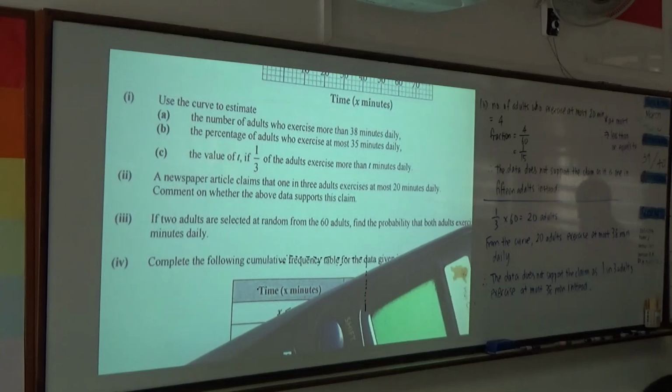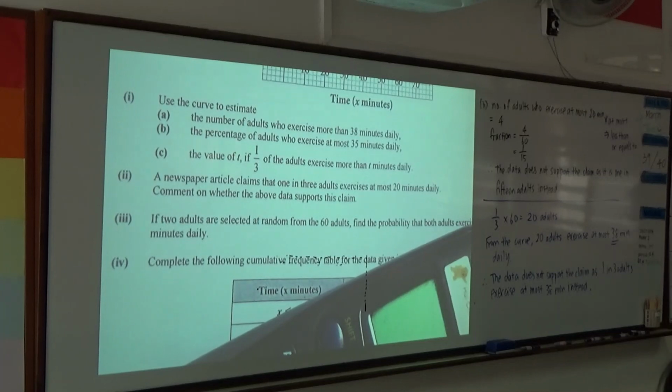Okay, so if you want to do it the other way around, in testing the fraction itself, we can find that 1 in 3 actually represents 20 adults in total. So from the curve itself, if you look at 20 adults, 20 adults actually exercise at most 38 minutes daily. This is a value that you read from the curve itself.